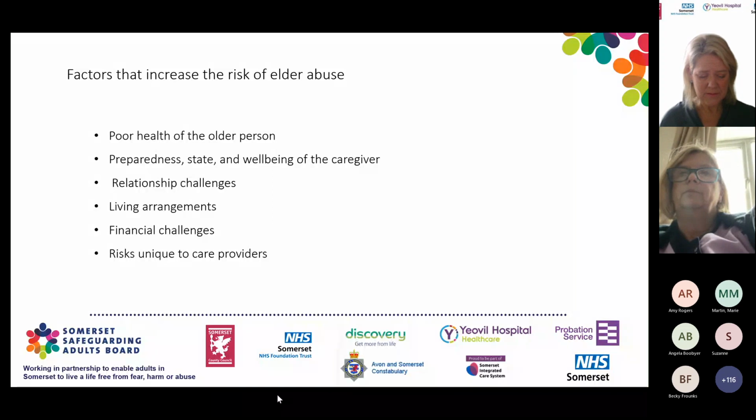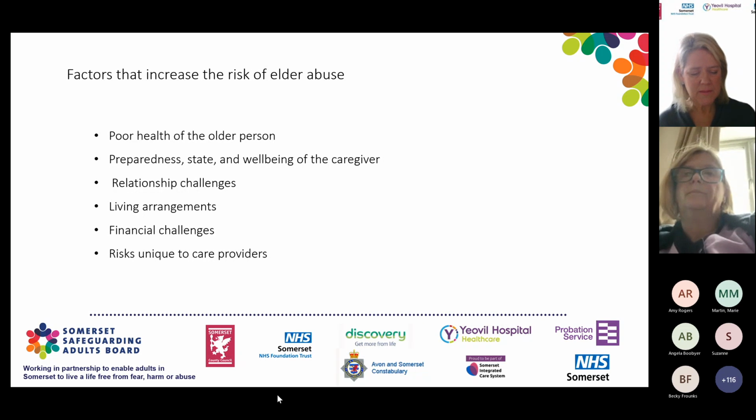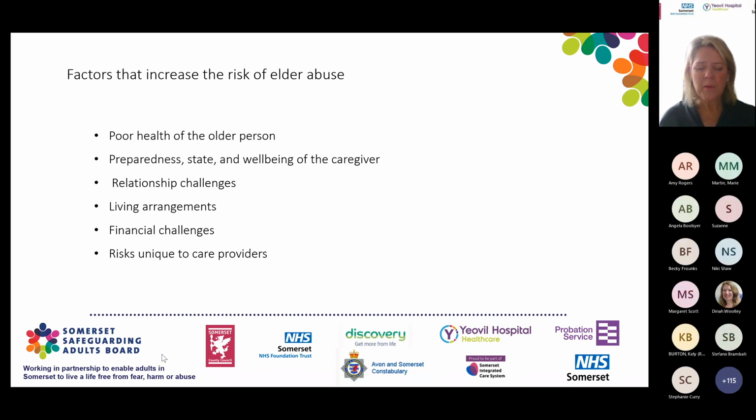Relationship challenges. So such as a family history of abuse or violence, or past or current volatile emotions, and poor social support. Living arrangements. So this may be a closed culture of care provision, or someone living in a very isolated situation. Financial challenges. The elder and caregiver living together may be financially dependent upon each other, and there are limited funds.